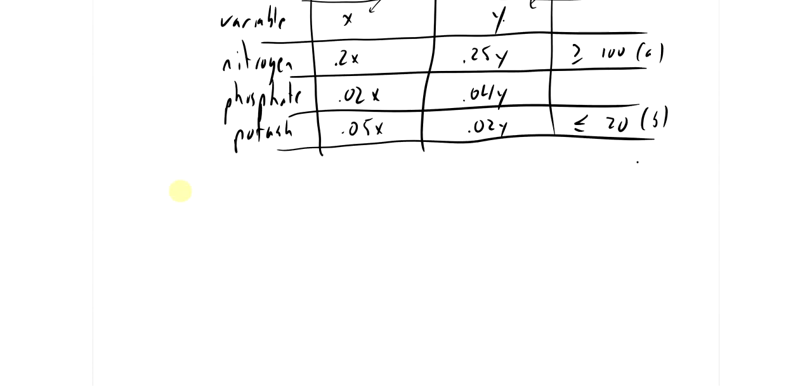Great, so what's the equation for part A? 0.2x, that's the pounds of nitrogen in brand A, plus 0.25y, the pounds of nitrogen in brand B. This is how many pounds of nitrogen you're going to be dumping on your field. And you want that to be greater than or equal to 100. You want to have at least 100 pounds of that. And of course, the non-negative restrictions, x greater than or equal to 0, y greater than or equal to 0.